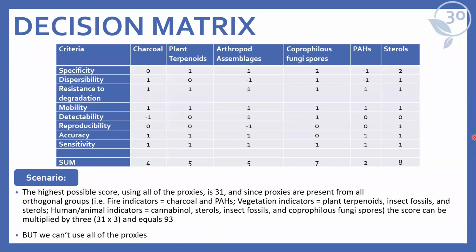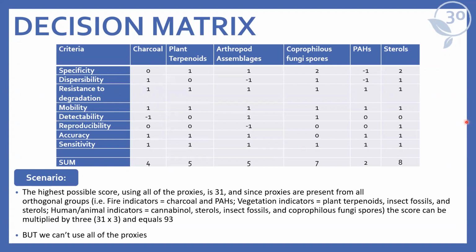Well, we can go through the ranking here. So I'm just going to use charcoal as an example. You can see here, I've tied in all the terms from the framework that I applied earlier. If we're going to go through each step here, for charcoal, it was given 0 because charcoal is specific to fires, but is not specific to human fires specifically. It can come from natural fires as well. So it was given a rank of 0.